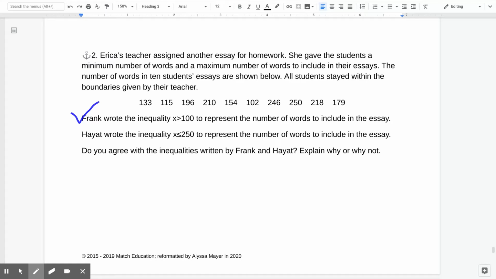Hayet, let's see. X is less than or equal to 250. Well, I see a bunch of less than. For it to be less than or equal to, oh, yep, there is a 250 there. So that is correct. All of those are less than or equal to 250.